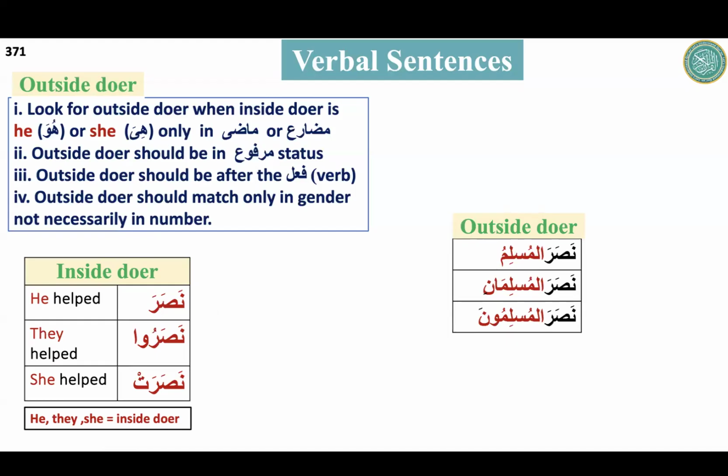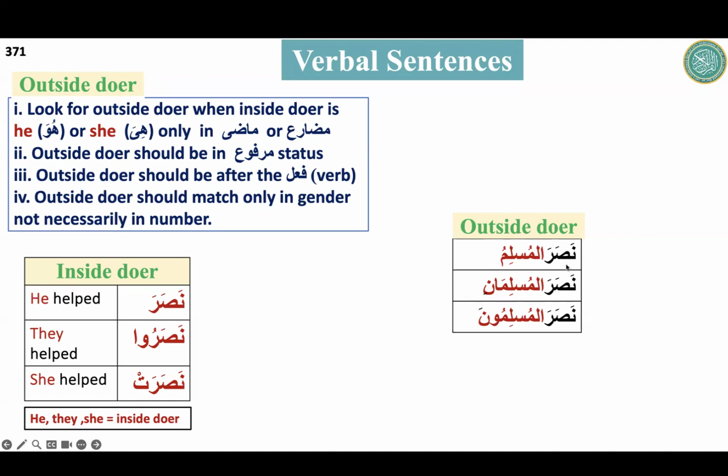Yes. So first tell me, Nasara al Muslimu, it is a sentence. Which type of sentence is it? This is a verbal sentence. Why? Because the sentence starts with a verb in the Madi form. Okay, thank you very much. Now the next thing is just help us to revise this concept of inside doer and outside doer.